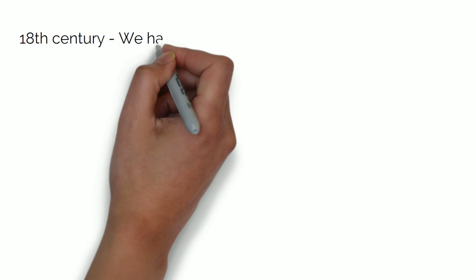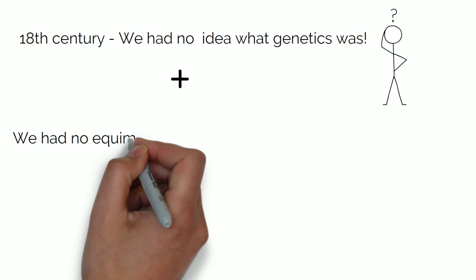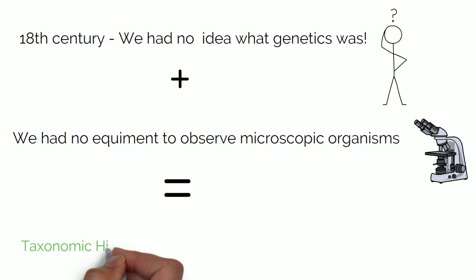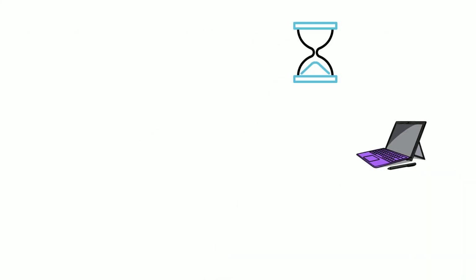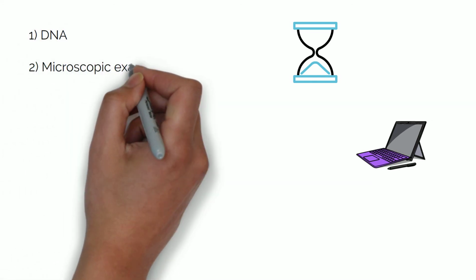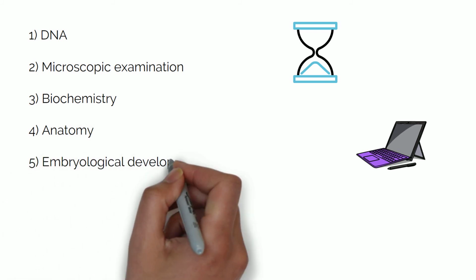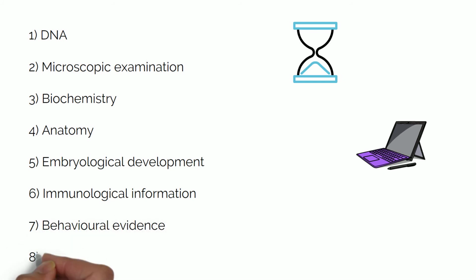But that wasn't always the case. When the system was first invented, humans did not know about genetics, and we did not have the equipment necessary to observe microscopic organisms. So at the time, species were classified based on features that were observable, such as appearance. With time and technology, we have improved upon this system, and now we are able to classify species based on DNA, microscopic examination, their biochemistry, anatomy, embryological development, immunological information, behavioral evidence, as well as observable features.